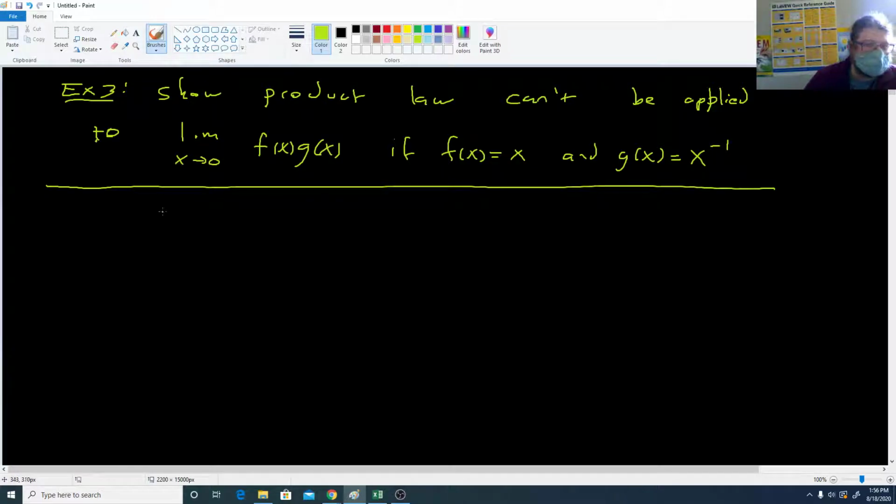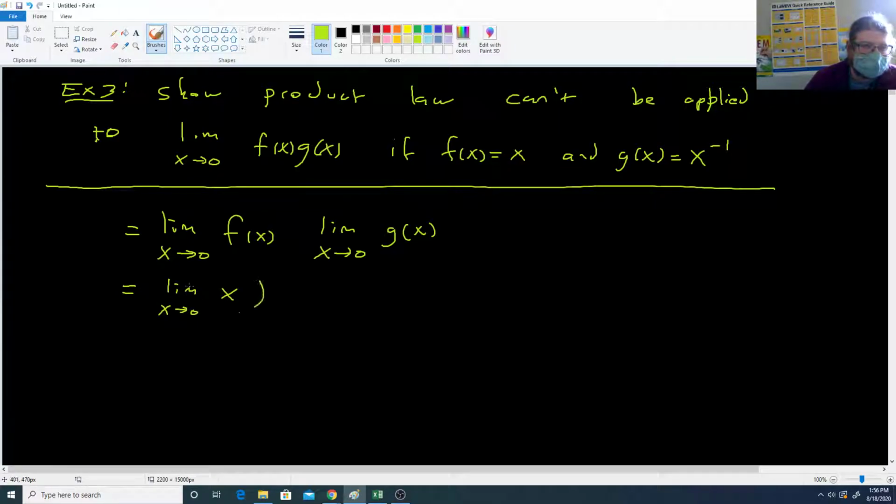We'll say it this way. If both the limits existed, then we could use the product law, and this part right here would equal the limit as x approaches 0 of f of x times the limit as x approaches 0 of g of x. Since f of x is just x, this would be the limit as x approaches 0 of x, and this right here would be the limit as x approaches 0 of x to the negative 1, which is 1 over x.